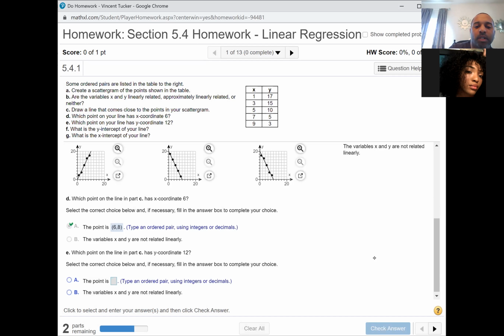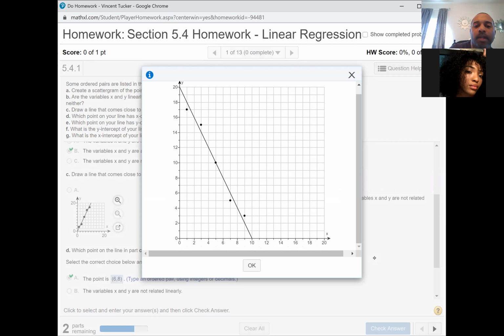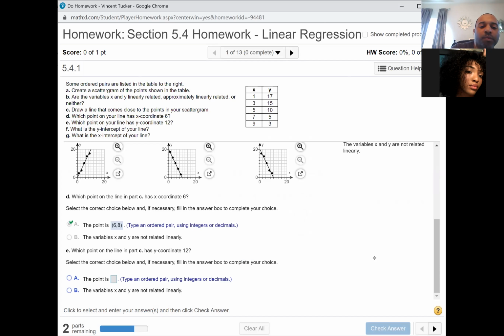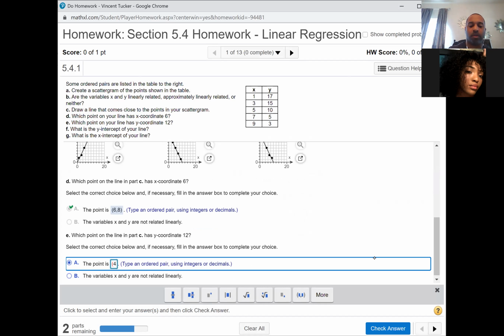Then which point has a y coordinate of 12? So go back to here. Y is up here at 12, and it matches with the 4 for x. And everybody okay with that? So don't forget, though, it's an ordered pair. The order matters. Your x coordinate goes first. So y was 12. That means the ordered pair has to be (4, 12).